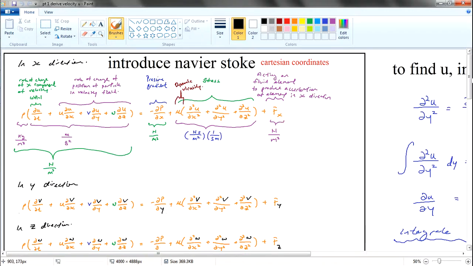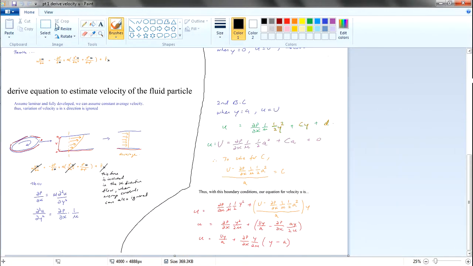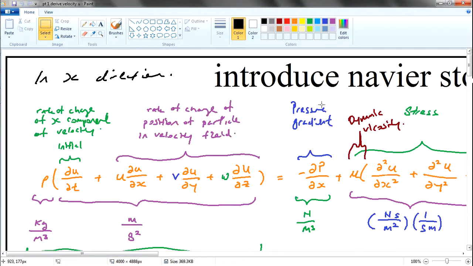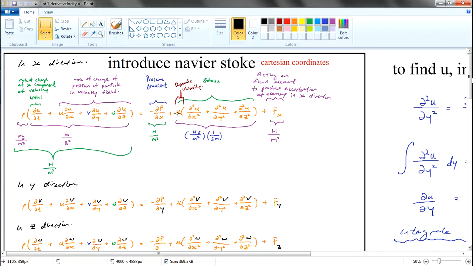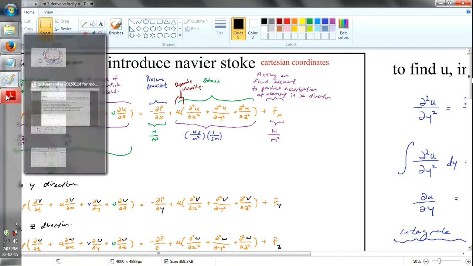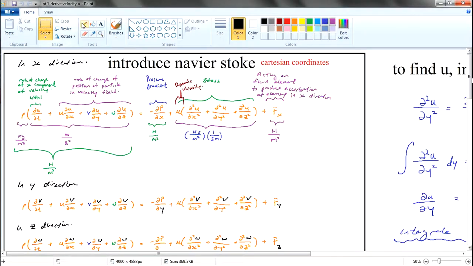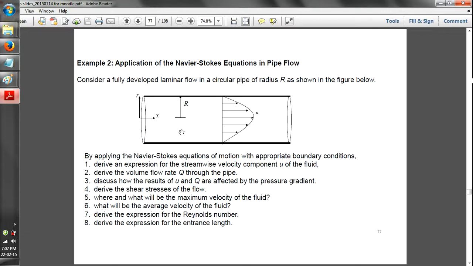Previously we derived the Navier-Stokes equation, and then we derived the velocity of the particle over here. This Navier-Stokes equation uses x, y, and z, so it is in terms of Cartesian coordinates. Polar coordinates are in terms of one straight line and an angle theta. This is what it means. So for a pipe you actually use polar coordinates.